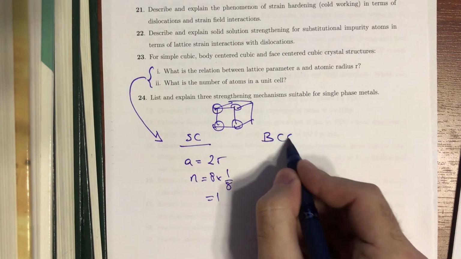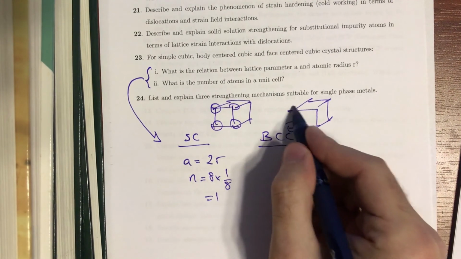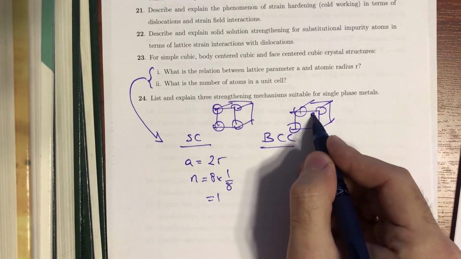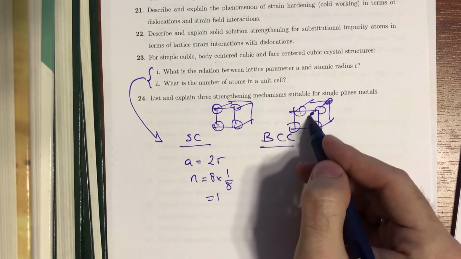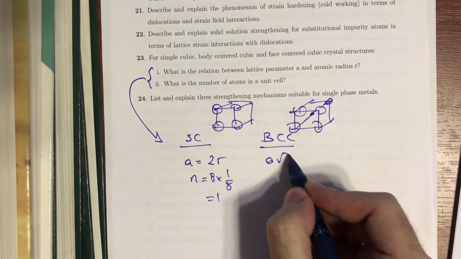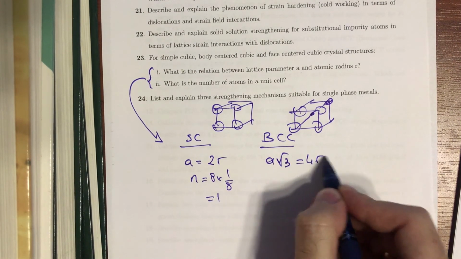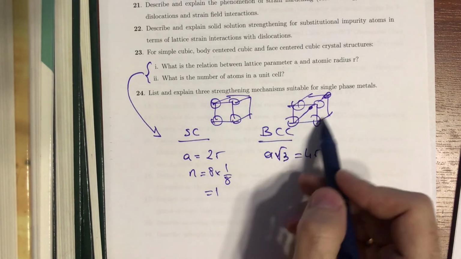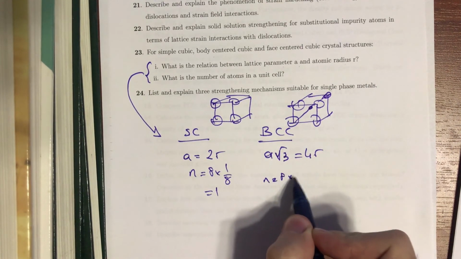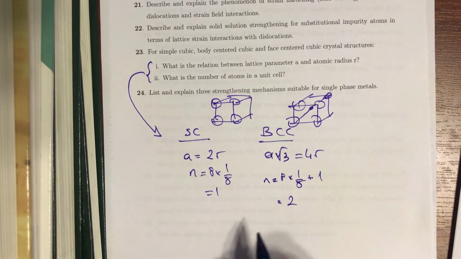For body-centered cubic, if you draw the structure again, there is one atom sitting at the center of the body, and the atoms are touching along the body diagonal, so a square root 3 is going to be equal to 4R. Number of atoms in a unit cell, 8 corner atoms, one atom sitting at the center, that's going to be 2 atoms.